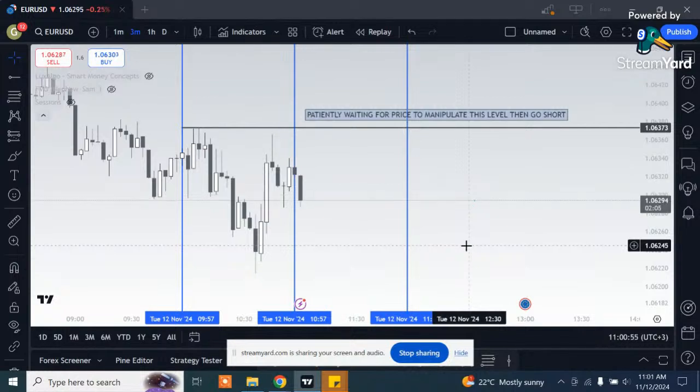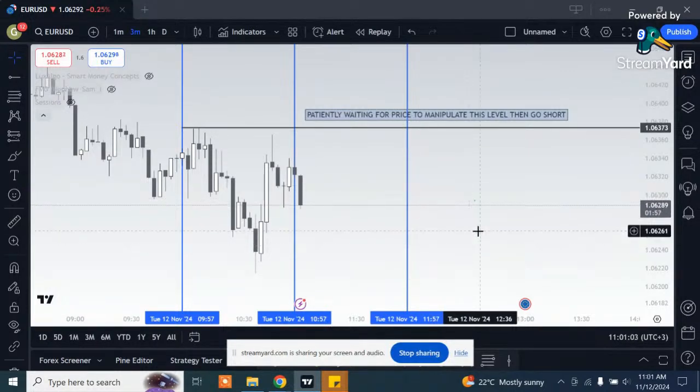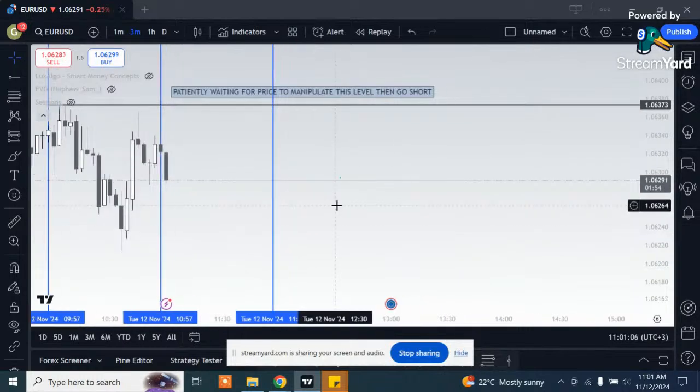Now, for us to be able to go short, basically we wait for an inversion fair value gap to form on the 1 minute time frame, and then this is when we take our entry. So basically it is something like this.